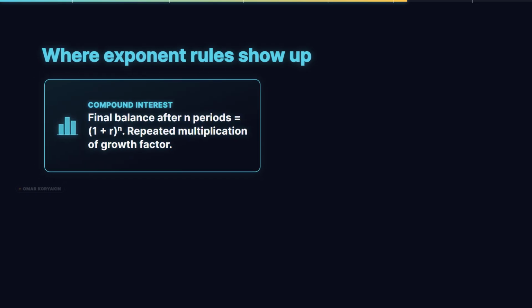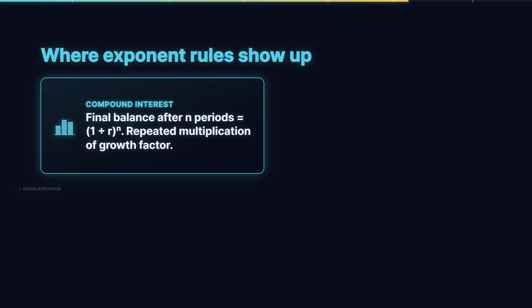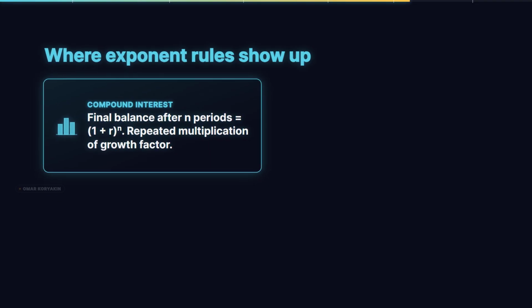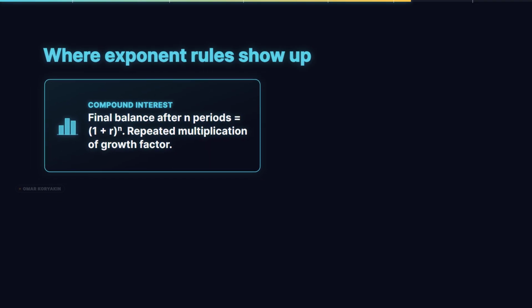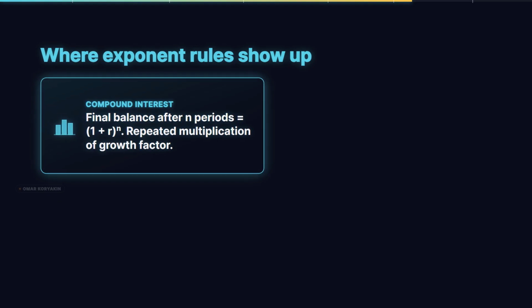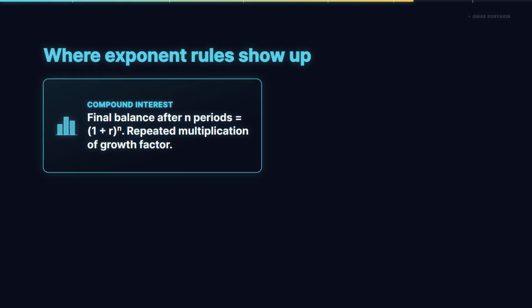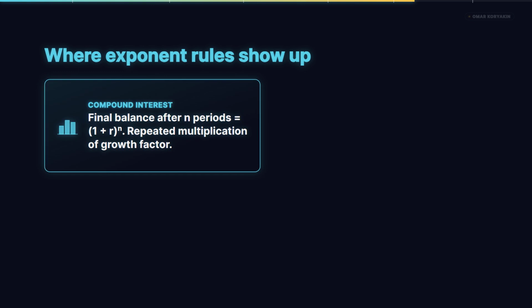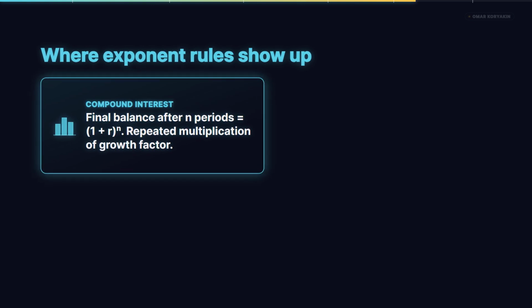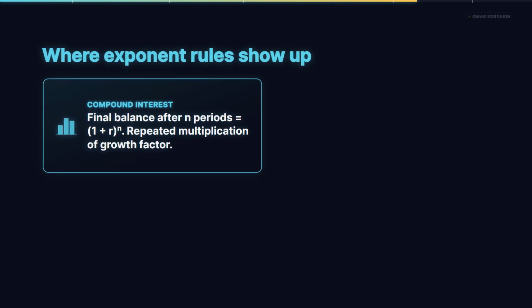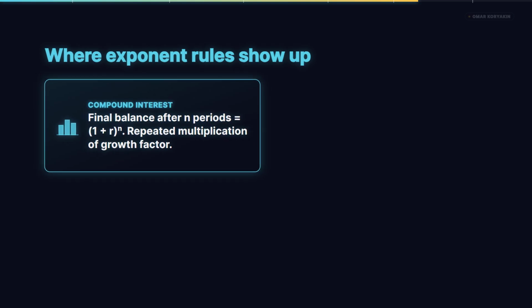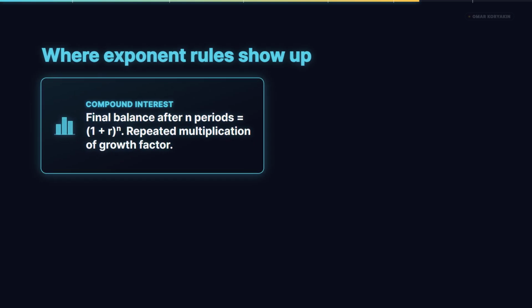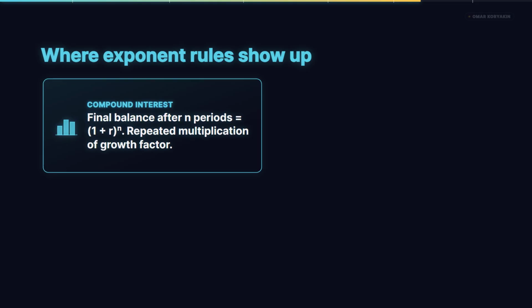First, compound interest. The balance in a savings account after n compounding periods is the starting principal multiplied by the quantity 1 plus r, all raised to the n power. The exponent n counts how many times the growth factor multiplies in. 2 years of monthly compounding is 24 periods, so the exponent is 24. The product rule from this lesson is what lets a banker simplify 2 consecutive interest periods into 1 combined period.